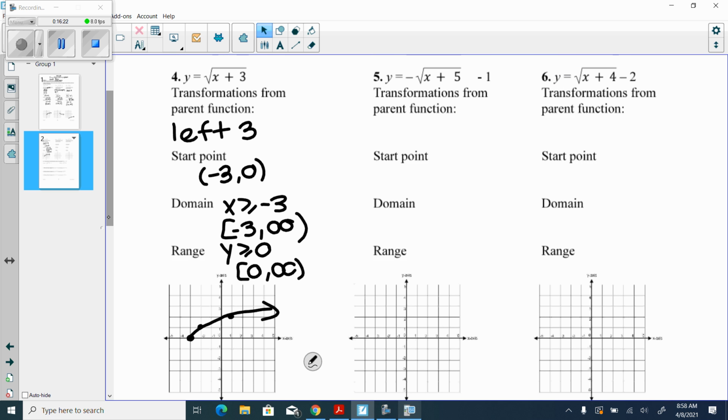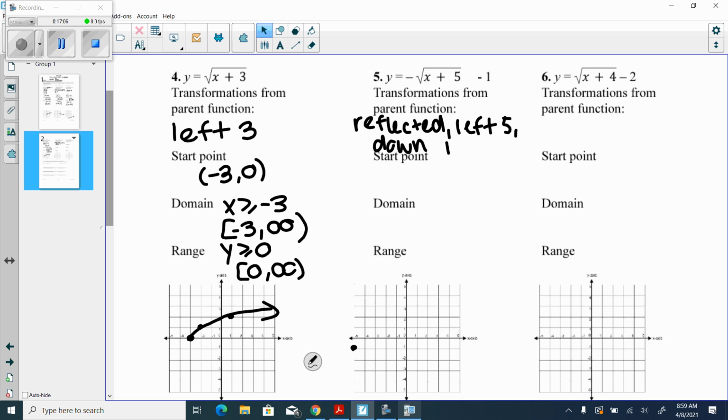Okay, so this one has a few more transformations. What's the first thing we notice on number 5? Reflect, good. Okay, what else? Very good. And last, we also move, very good. All right, so instead of starting at 0, 0, I'm now going to move left 5 and down 1. Okay?